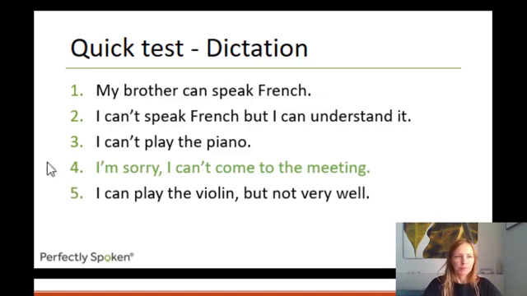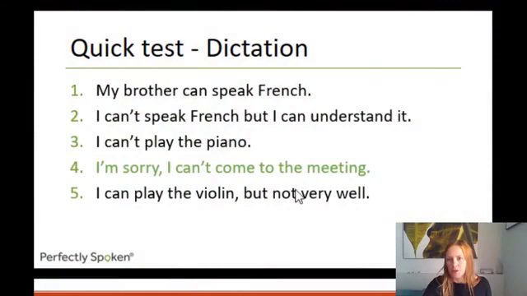Okay, so in sentence number 4, we say, I'm sorry, I can't come to the meeting. Now here, can't is not referring to an ability. It's referring to a possibility. So it's great because it's the same form, same pronunciation points, but you can also use it for talking about possibility, either now or in the future.